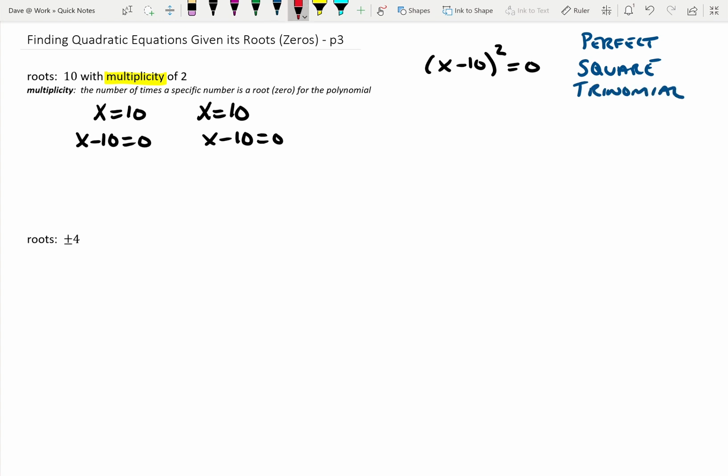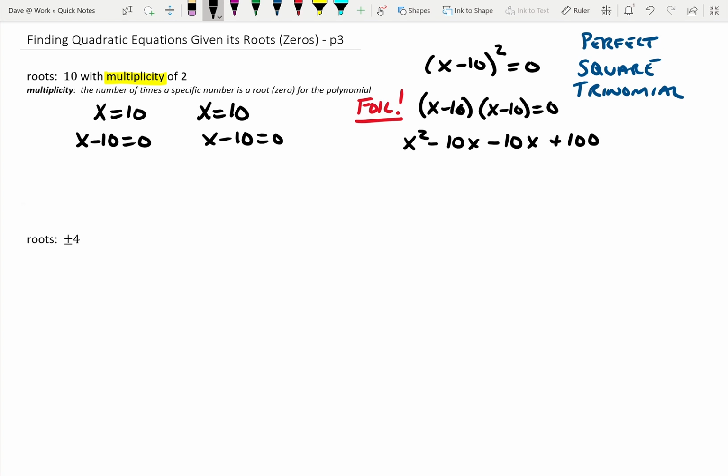How do we generate that perfect square trinomial? Don't be in a rush to just square each piece because that would be done incorrectly. You need to FOIL. So, write out x minus 10 times x minus 10 and go through the process of FOILing, where the first term is x squared, the outside term is minus 10x, the inside term is minus 10x, the last term is plus 100, it equals 0.